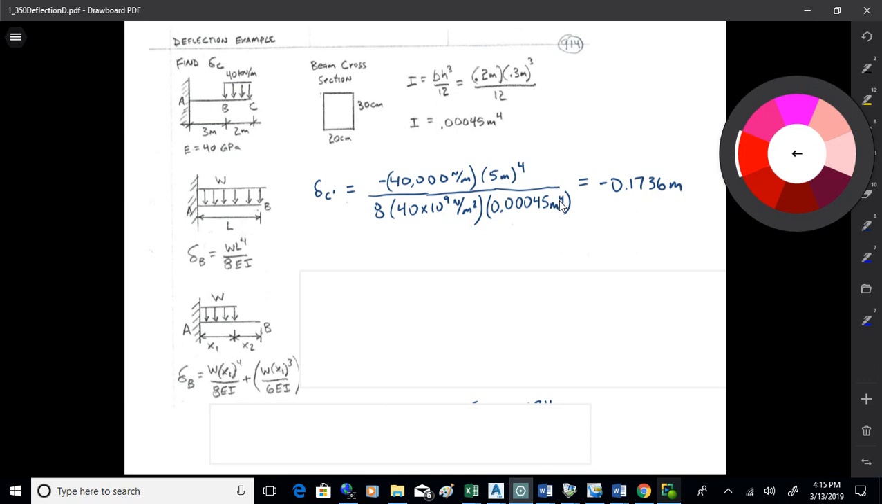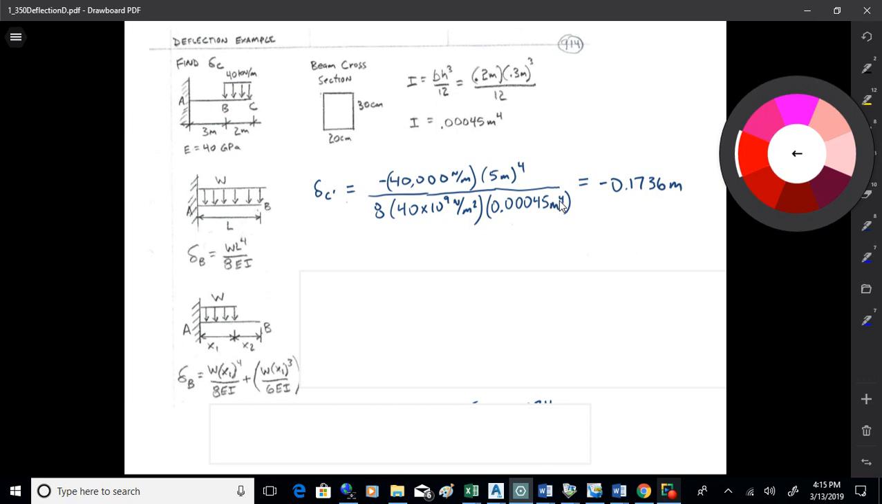That would be a negative number because that would push the beam down, but you actually subtract that number from your original negative number, if you know what I mean. So that's the deal. If you find delta at the end of the beam for 40,000 newtons per meter over the 5 meter span, that's wL^4 divided by 8EI, that would push that end of the beam down 0.1736 meters, so 17 centimeters. Okay.